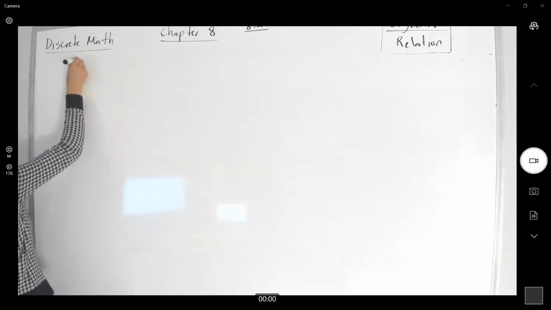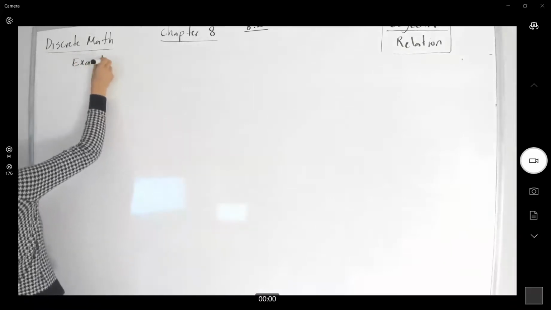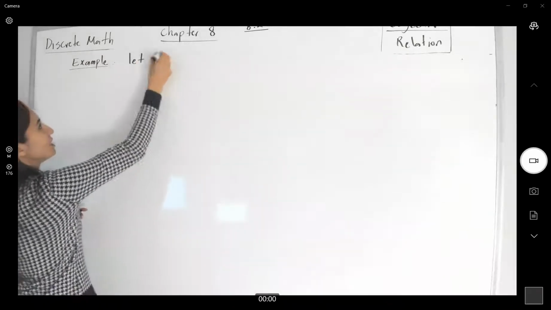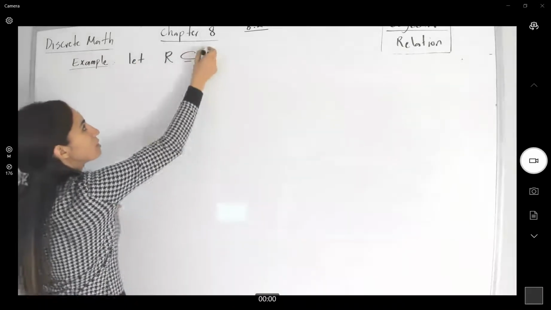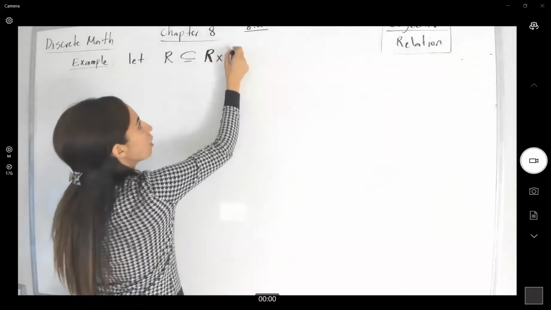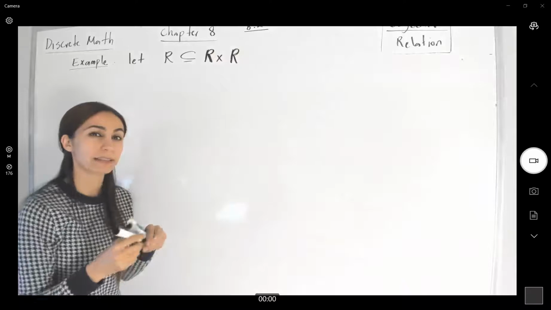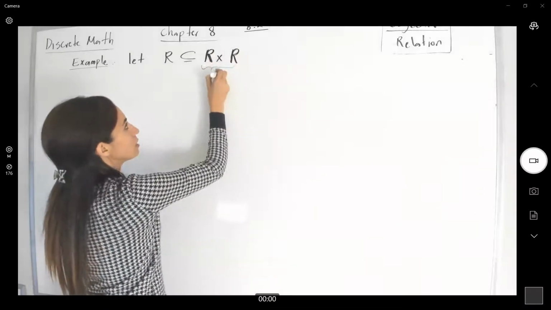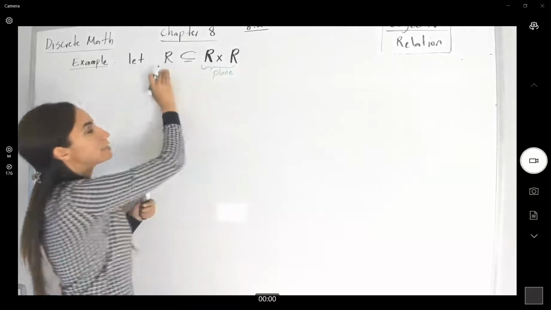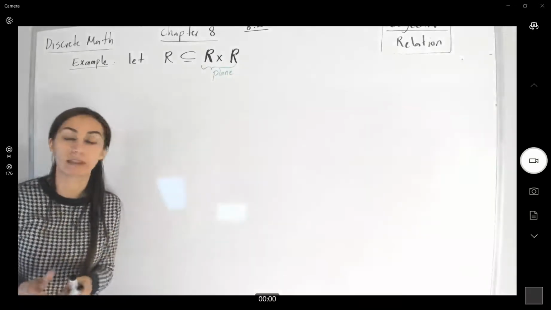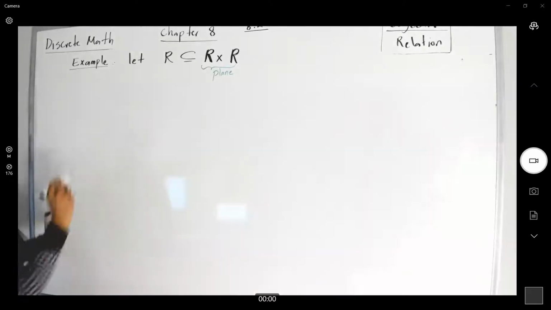Example. Suppose we define a relation this way. Let R be defined on the Cartesian product of the real line by itself. Remember that this is just a plane, so here you're dealing with a plane. You are taking a collection of points in the plane. But how do we define this relation? We define it this way.